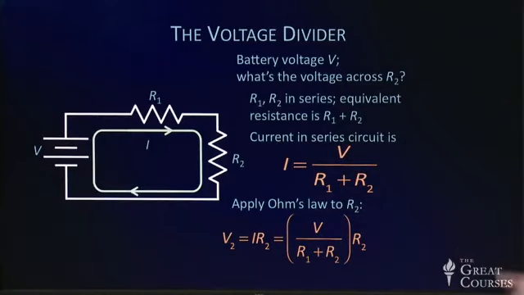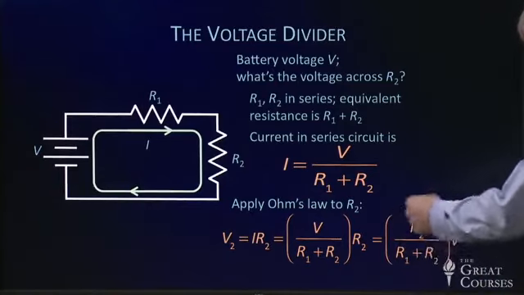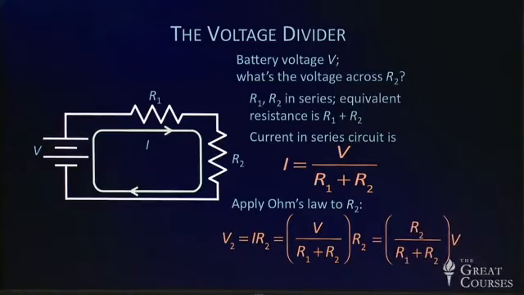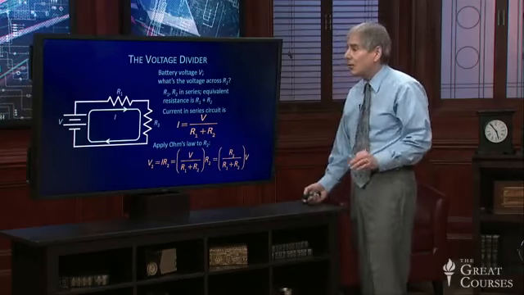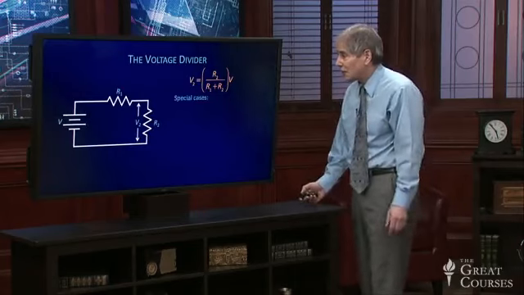If I do a tiny bit of algebra on that, I see that the voltage across the lower resistor, R2, is simply this fraction, R2 over the total resistance, times the battery voltage. That's why it's a voltage divider. It divides the voltage in proportion to the resistances. And let's just take a look at some special cases of the voltage divider.